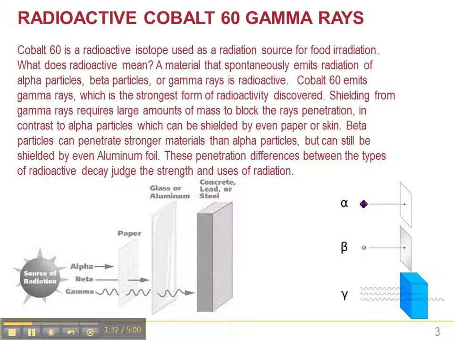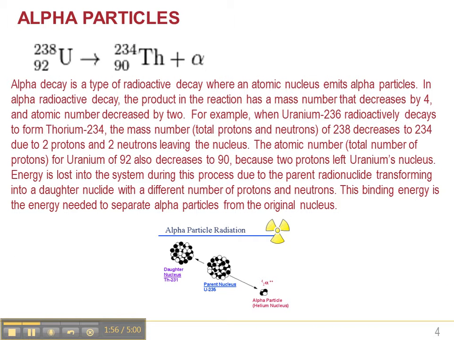Shielding from gamma rays requires large amounts of mass to block the ray's penetration, in contrast to alpha particles, which can be shielded by even paper or skin. Beta particles can penetrate stronger materials than alpha particles, but can still be shielded by even aluminum foil. These penetration differences between the types of radioactive decay judge the strength and uses of radiation.